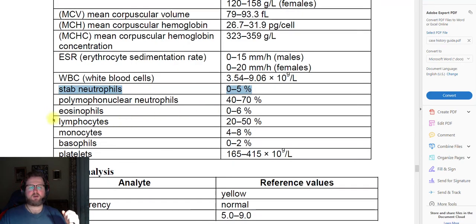Next, other types of white blood cells are also very important. They may give you additional information about the severity of the systemic inflammatory syndrome. And finally, platelet count. Platelet count gives you very important information about the patient's state of coagulation.